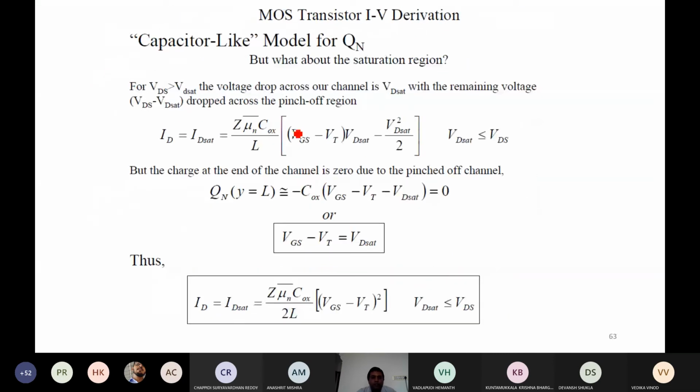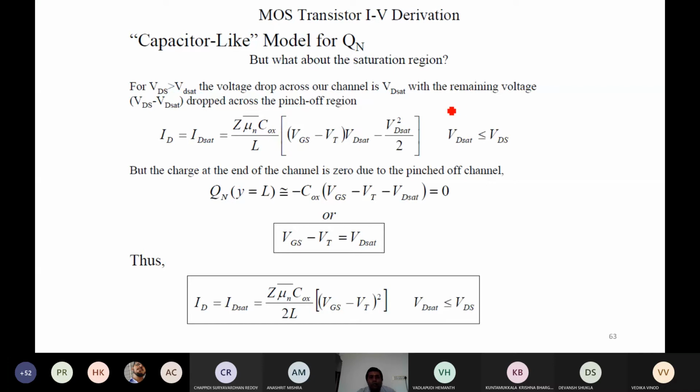So all the extra voltage, VDS minus VD set, is dropping in the pinch off region, and there is no more current increase, because it is not contributing any current. Only VD set contributes to the current. Whatever voltage you have applied up to VD set contributes to the current, and the extra voltage which you are applying is wastage. It is not increasing any current.